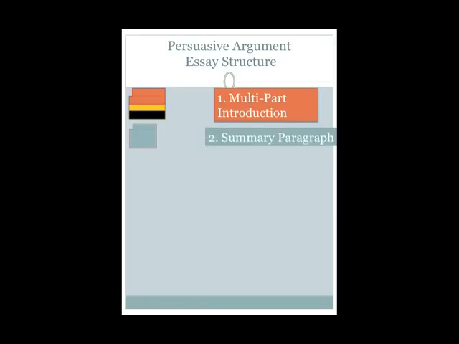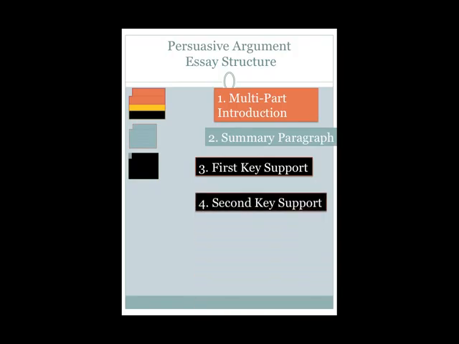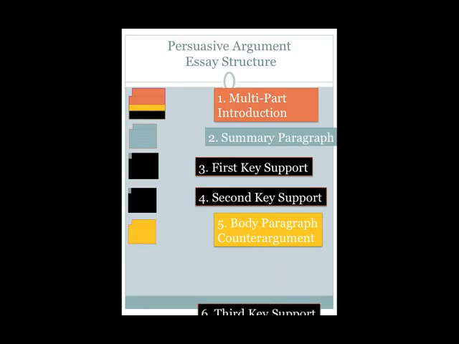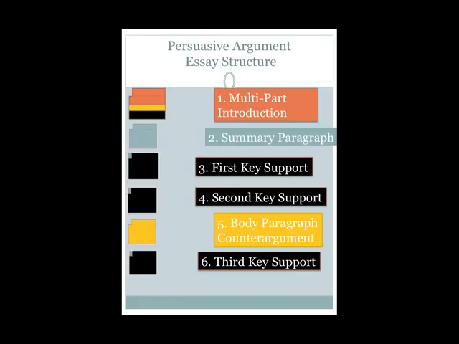Then you need a summary paragraph. Your summary paragraph is the background information about your topic or your issue. We'll talk about that in a second. Then you'll have your first key support, your body paragraph that supports the first key support of your thesis. That'll be followed by your second key support. Then you'll have a fifth body paragraph, and this is where you acknowledge your counter argument. Next, you'll have your third key support from your thesis, and finally, you'll have your conclusion.